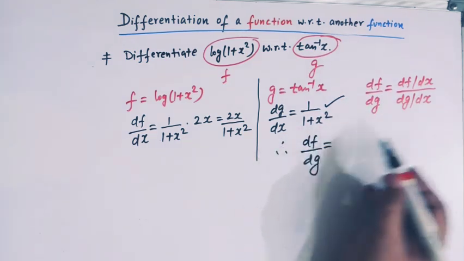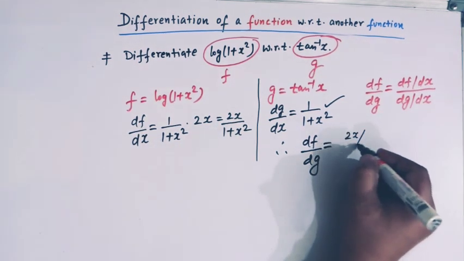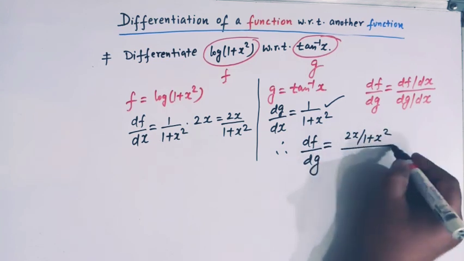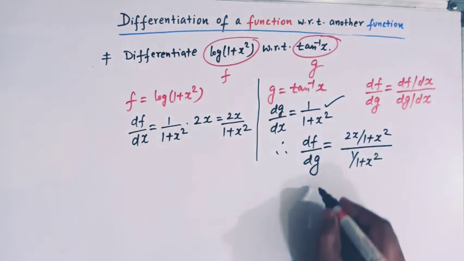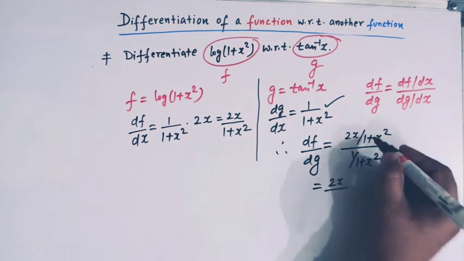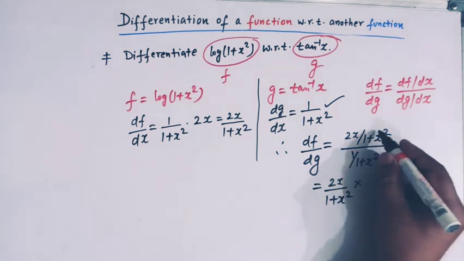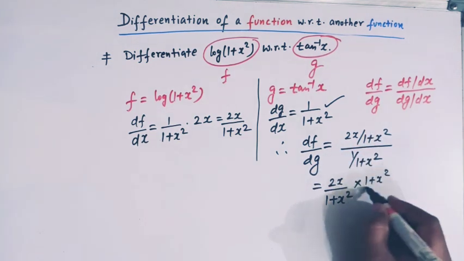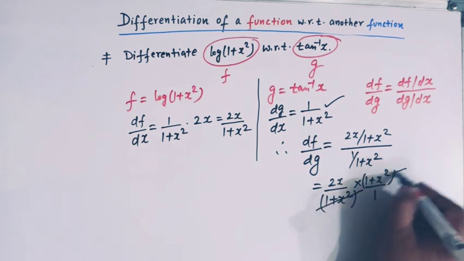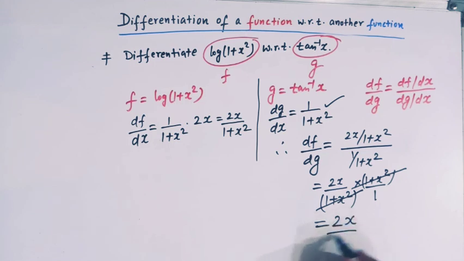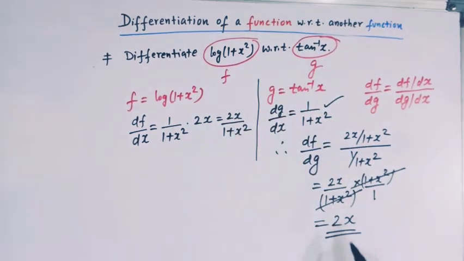And now df over dg can be written as df over dx. For df over dx we have 2x over 1 plus x square divided by dg over dx, that is 1 over 1 plus x square. Now this can further be written as 2x over 1 plus x square, taking 1 plus x square to the numerator here. So we have 1 plus x square over 1, right? So here these two terms get cancelled, so we are left with 2x. So the derivative of this function with respect to this function is 2x.